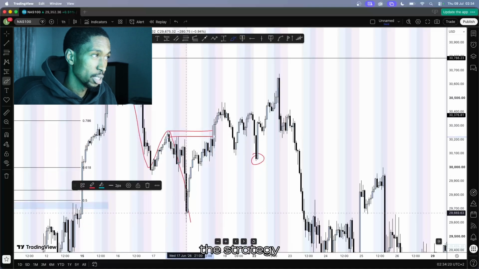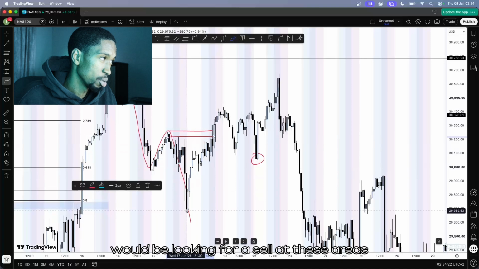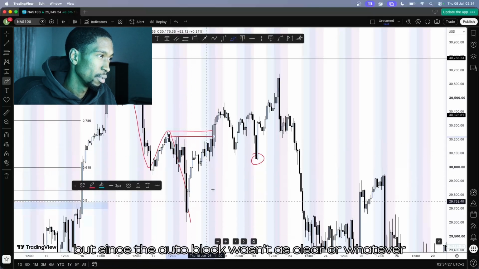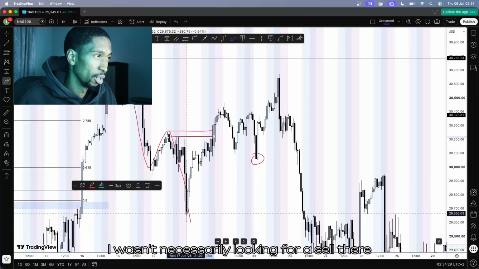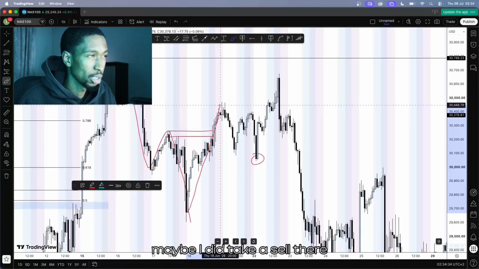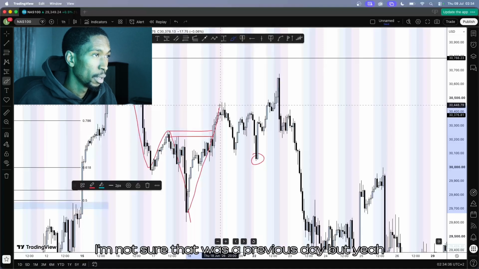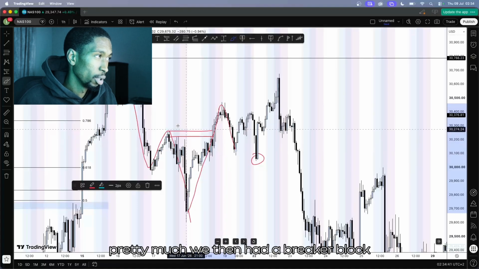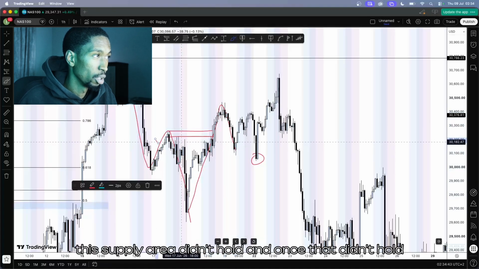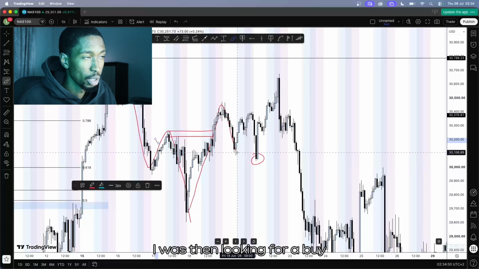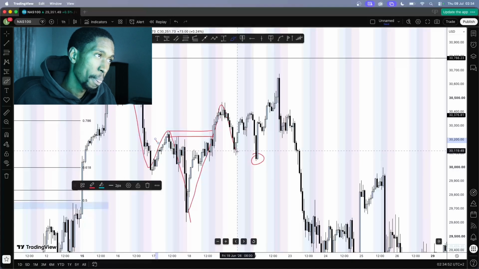Generally following the strategy, I would be looking for sell at these areas, but since the order block wasn't as clear, I wasn't necessarily looking for a sell there. Maybe I did take a sell there, I'm not sure, that was the previous day. But yeah, pretty much we then had a breaker block. This supply area didn't hold, and once that didn't hold, when price came back to retest that level, I was then looking for a buy.